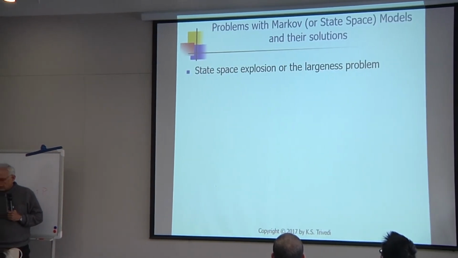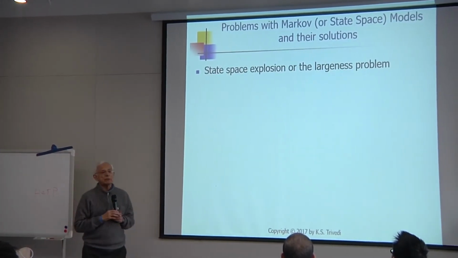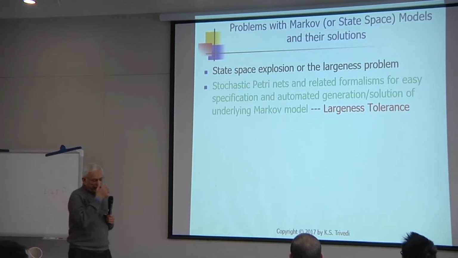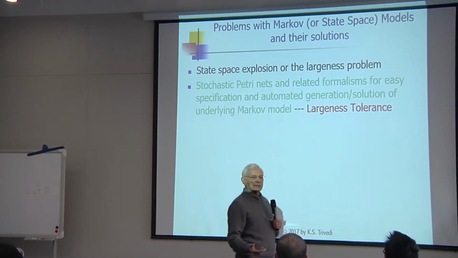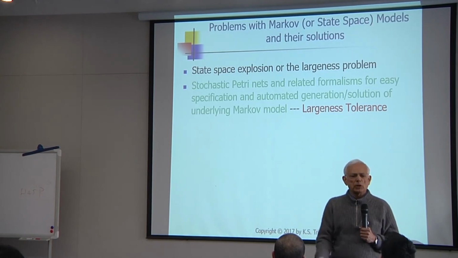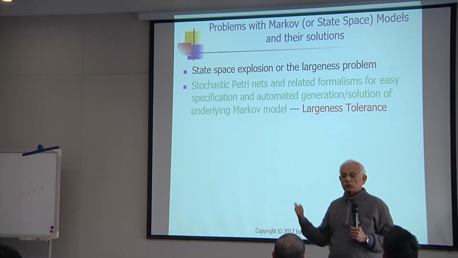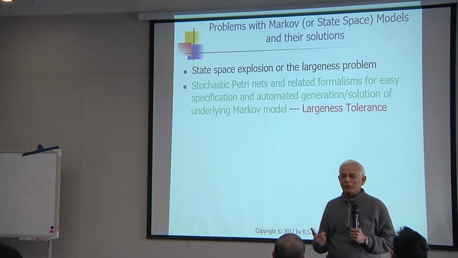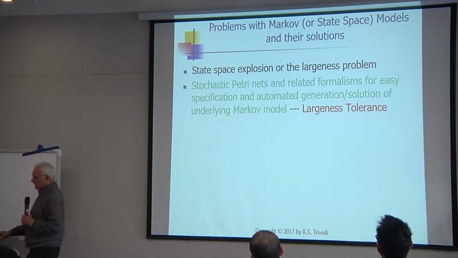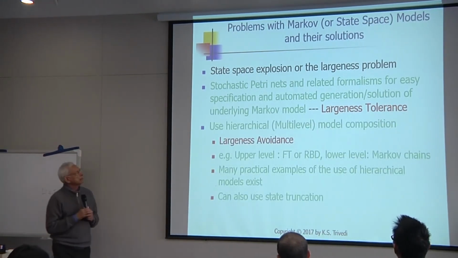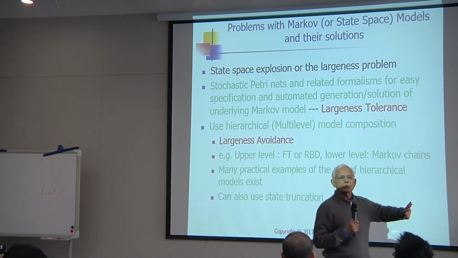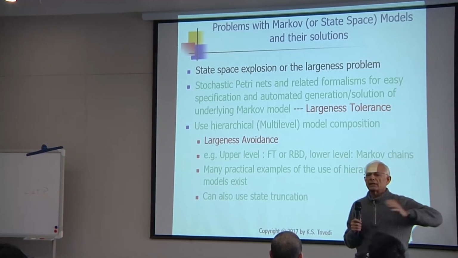So the state space explosion problem that I mentioned to you is somewhat controlled, or somewhat handled, by the methods of largeness tolerance, which simply says I will provide you a higher level formalism from which the underlying model will be generated automatically. But in storing and solving such large models, you have a problem, right? So you need an alternative method, which I call largeness avoidance. So with largeness avoidance, basically you're going to solve the problem hierarchically. You're not going to solve the problem brute force in one level.